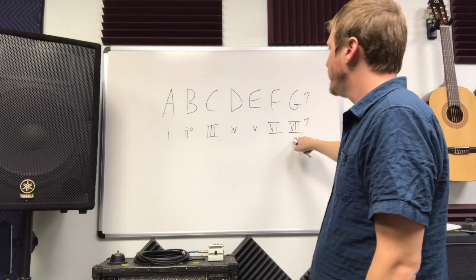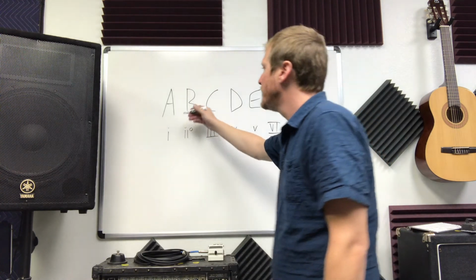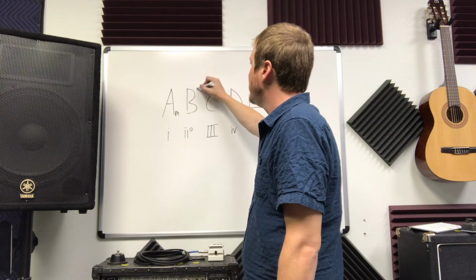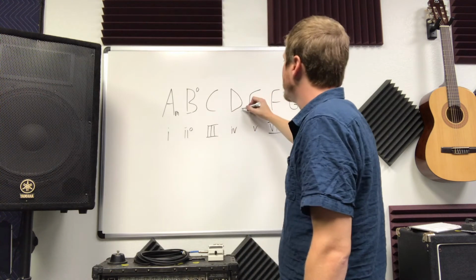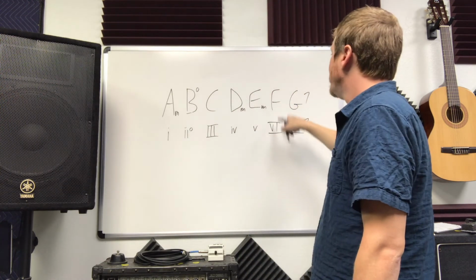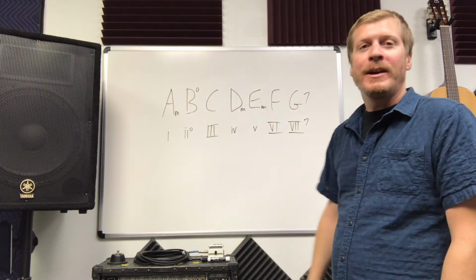So we'll talk about that later, but basically we want to understand now that in a minor key, so this is A minor, that's the 1 chord, okay, the 2 chord is B diminished, 3 chord is C, 4 chord is D minor, 5 chord is E minor, 6 chord is F major, and the 7 chord is G7. So this is basically how you harmonize a minor scale.